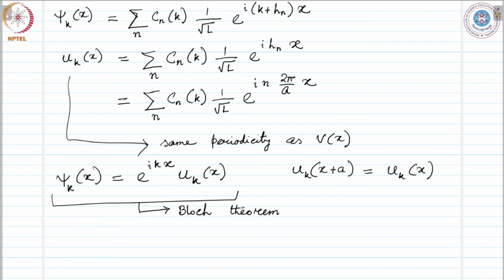So, what is the statement? We can see that the generic wave function of an electron subject to a periodic potential can be expressed as an exponential function e power i k x multiplied by a function that is periodic in the lattice. It has the same periodicity as the lattice. Let us express the Bloch theorem in words because it is very important. Let us write it down. Soon we will see how powerful this theorem is.